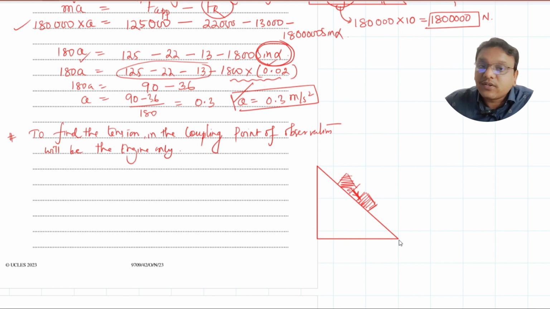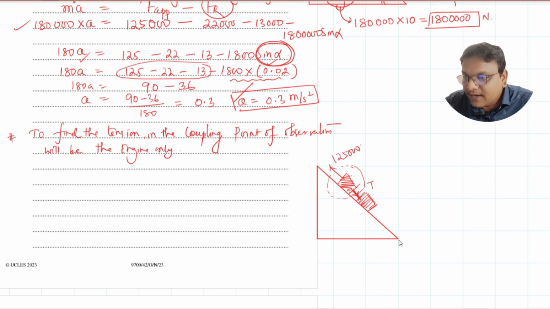As I told you already, tension always acts away from the point of observation. So my point of observation to find the tension will be only this engine, correct? So this will be the T, the tension in the coupling, right? The driving force we have already is 125,000 Newton, correct? And if my point of observation is the engine, that means this downward force will be mg, right?